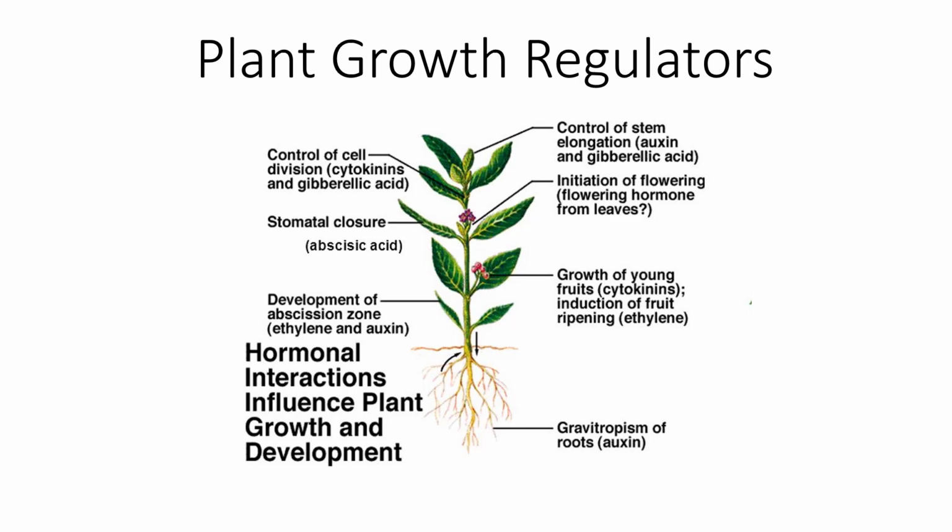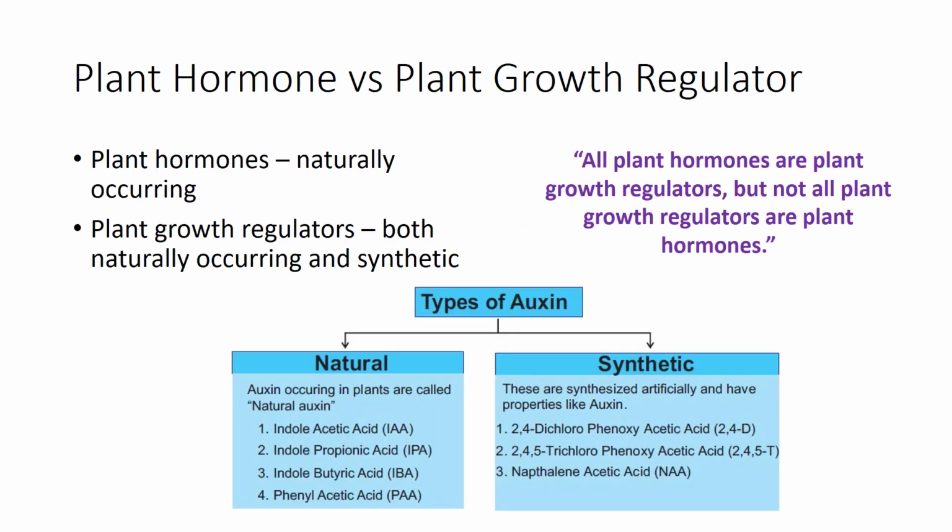I'm Dr. DeBusk, and this video provides a survey of plant growth regulating compounds and their many effects on plant growth and development. The main difference between a plant hormone and plant growth regulator can be summed up by remembering all plant hormones are plant growth regulators, but not all plant growth regulators are plant hormones. This means that plant hormones are naturally occurring, and so are plant growth regulators, but that plant growth regulators can be both naturally occurring and synthetic, and therefore cannot fall into the plant hormone category.